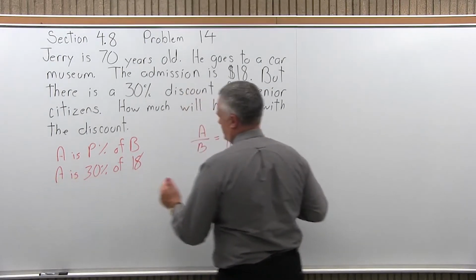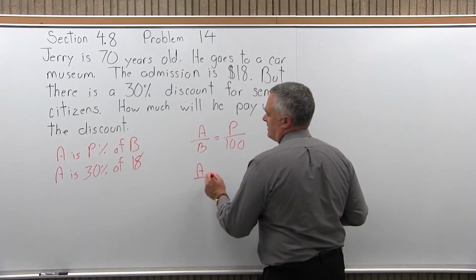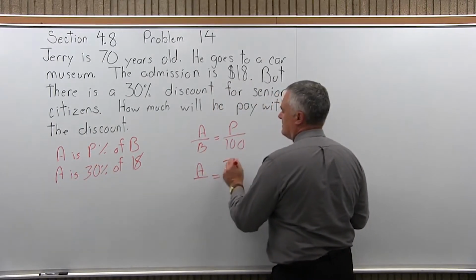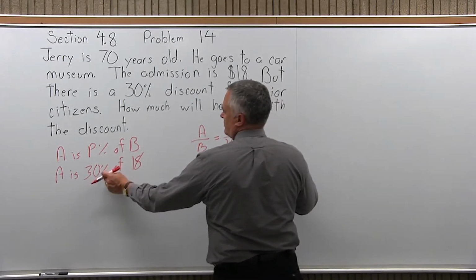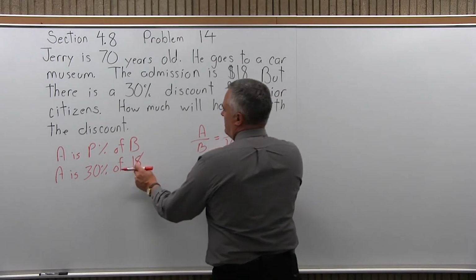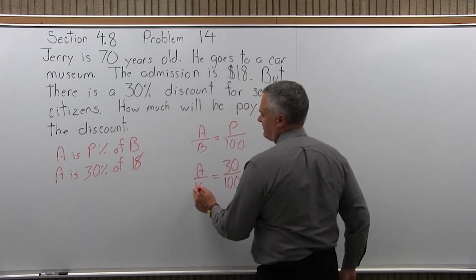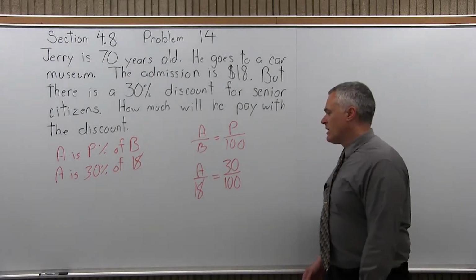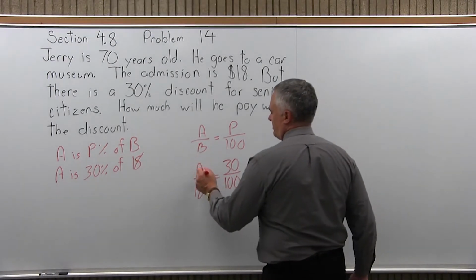A is unknown, so it can just stay as an A. The "is" becomes an equals, 30 is the P, the percent becomes the 100 in the denominator, and the B is 18. So I have filled in the formula. I have one unknown. I can solve for it by cross-multiplying.